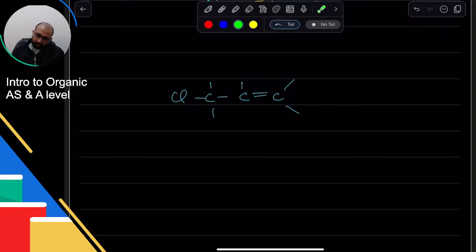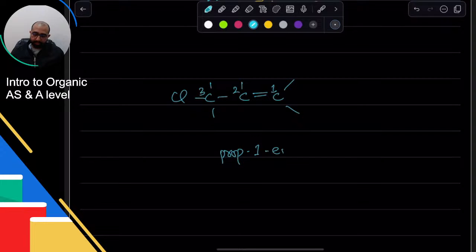Let's see. So I have 3 in the parent chain. So this one is prop. Then this parent carbon chain has a double bond. So it will be first carbon here, second carbon here, third carbon here. That is the main point where students make mistakes. So prop-1-ene, that's what this compound is, and then you have 3 chloro. So that is how you name this one. Okay.